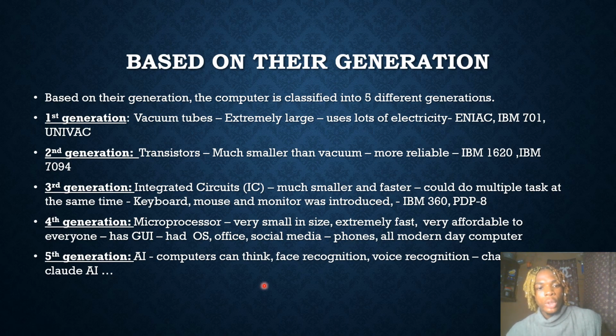All these are examples of the computer that is under the fourth generation. Now in the fifth generation, that's when we start having AI. Artificial intelligence started in the fifth generation. That's when you can now have face recognition and voice recognition, the one you use for Siri, the ChatGPT you use, the Claude AI. We have so many other examples of AI, and all this AI comes under the fifth generation. I hope you're getting it. So let's go to the next slide.